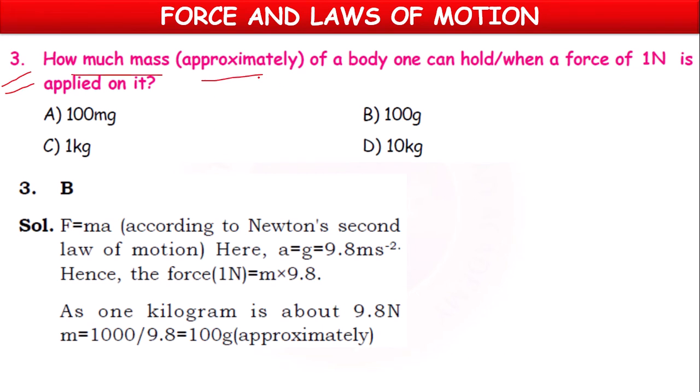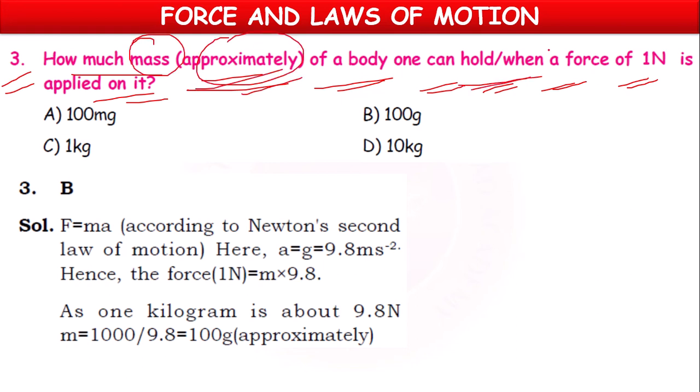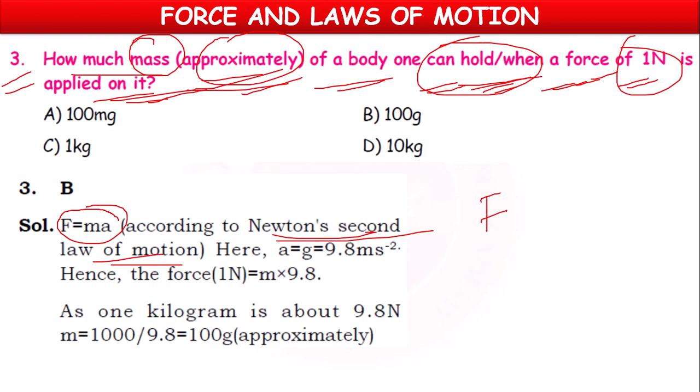Next, third. How much mass approximately of a body can one hold when a force of 1 newton is applied on it? Here we have the formula for force. According to Newton's second law of motion, force is defined as ma. Force equals ma, where m is the mass and a is the acceleration.